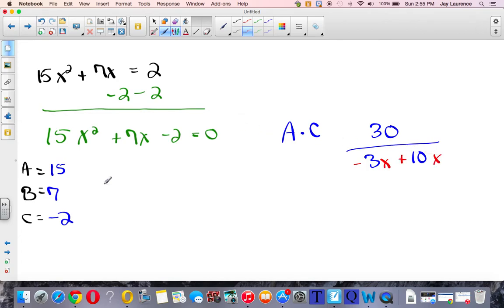But then you got to come over here and you got to rewrite this. You got to go 15x squared, and all of a sudden, a bunch of you wrote minus 10x over here. No, you wrote a negative 3x. Write a negative 3x. You wrote a positive 10x. Write a positive 10x.